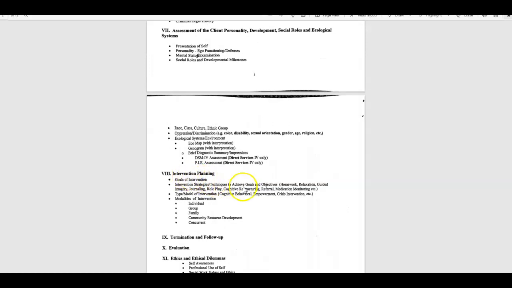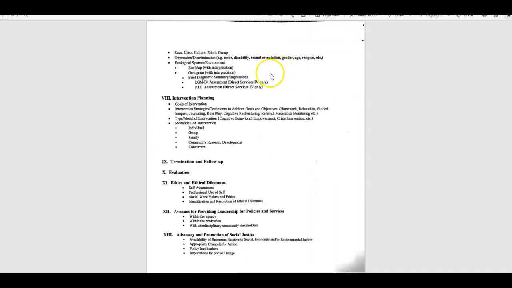So again, I don't expect a very thorough intervention plan here, but I do want to get a sense of how you're conceptualizing the key areas and how that is influencing how you're looking at intervention planning. I want to also see if you're targeting the key areas listed here with the goals of intervention and the intervention strategies.